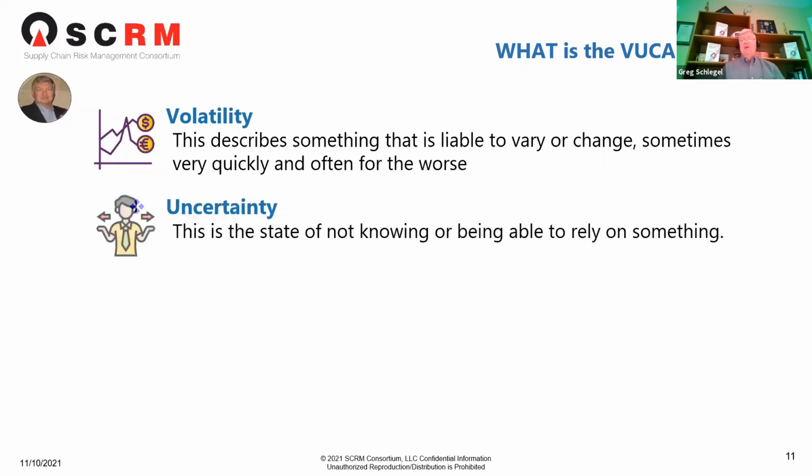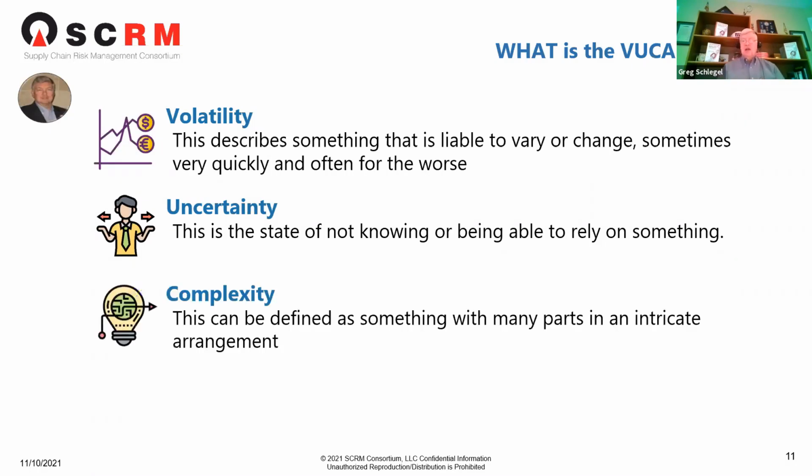What does U stand for? Uncertainty. Definition: this is a state of not knowing or being able to rely on something solid. What is that? That is demand shocks, folks, and supply shocks coming from the government-mandated lockdowns. Next, what does C stand for? Complexity. This can be defined as something with many parts in an intricate arrangement. What does that mean? That, folks, is our supply chain. That is our global supply chains with all our nodes, all our facilities, all our warehouses around the globe. We have complex global supply chains.